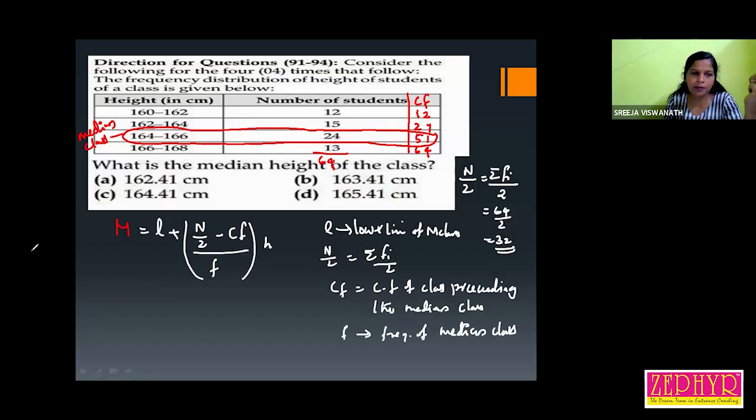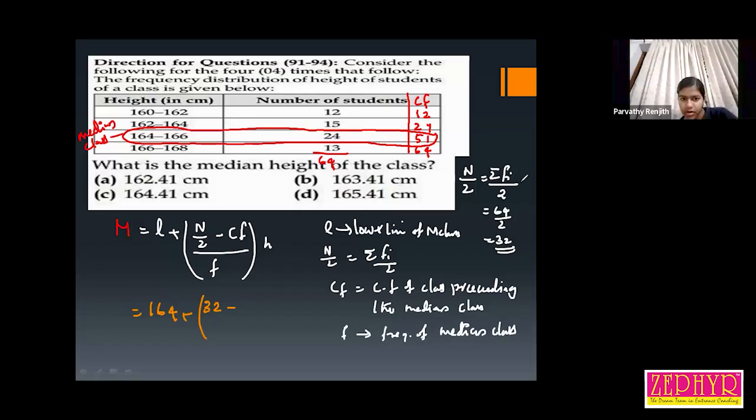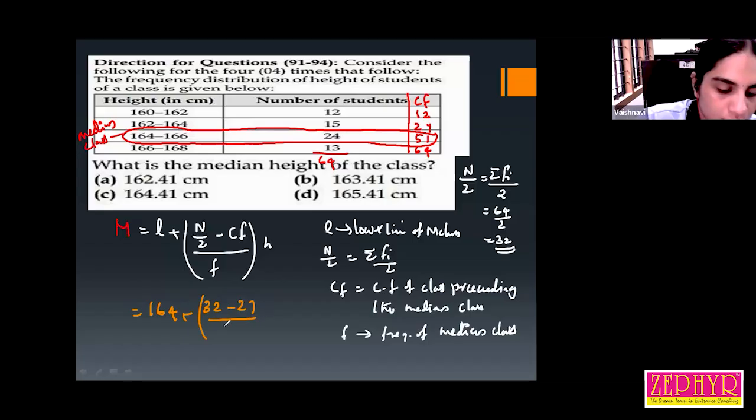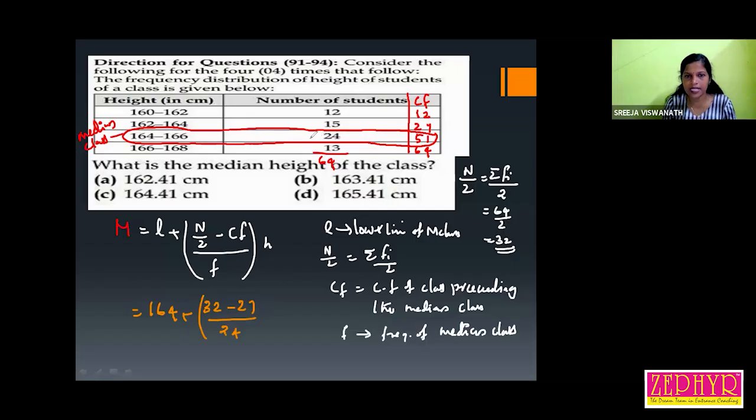So here, you can substitute the values. Lower limit of the median class is 164. Capital N by 2, we get 32. Cumulative frequency preceding the median class is what? 27. And frequency of the median class? 24. Frequency of the median class is 24. This is Fi.